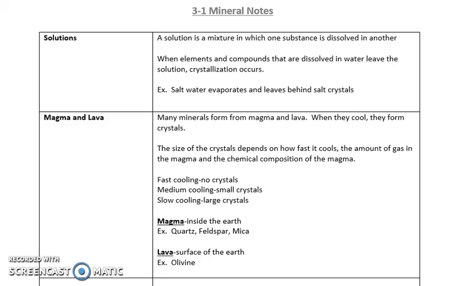Finally, magma and lava. This is probably the most common one that we're familiar with. Many crystals form from magma and lava. When they cool, they form crystals. Now, the size of the crystal that you get depends on how fast it cools, the amount of gas in the magma, and the chemical composition of the magma.